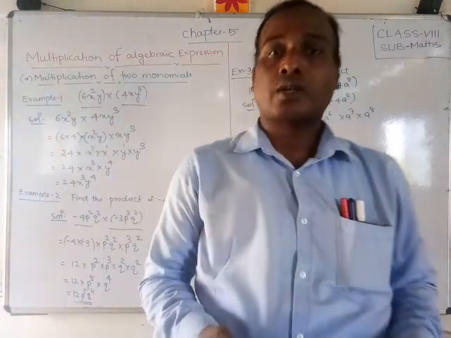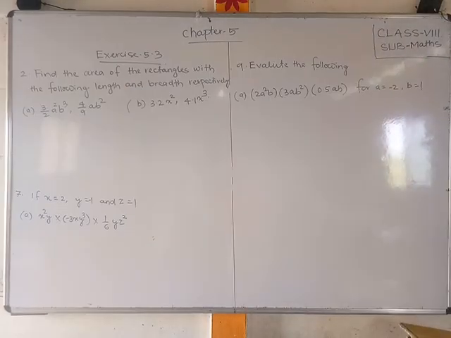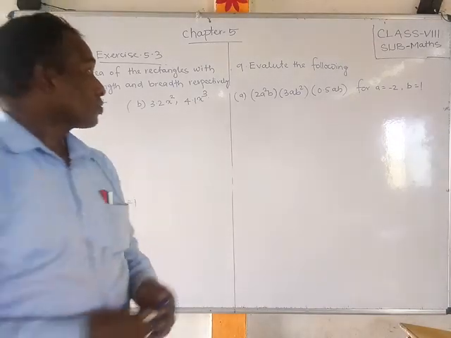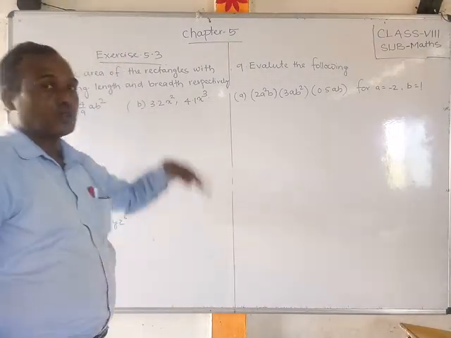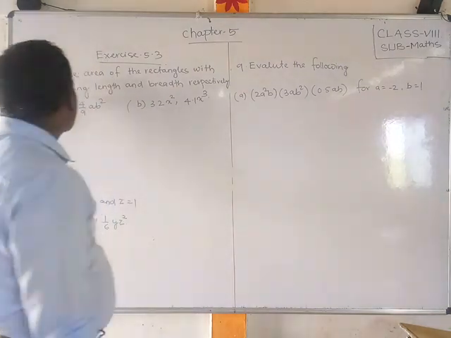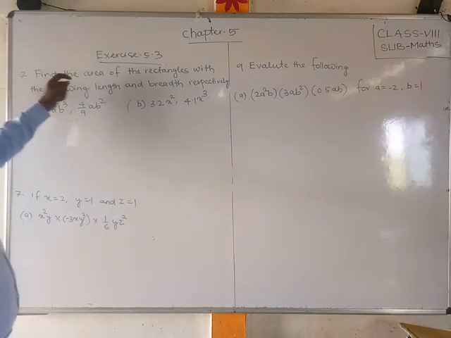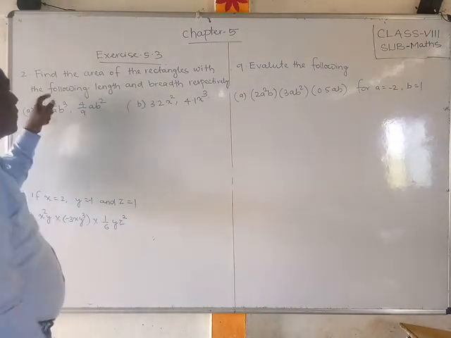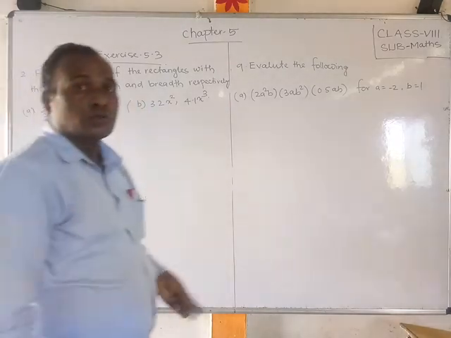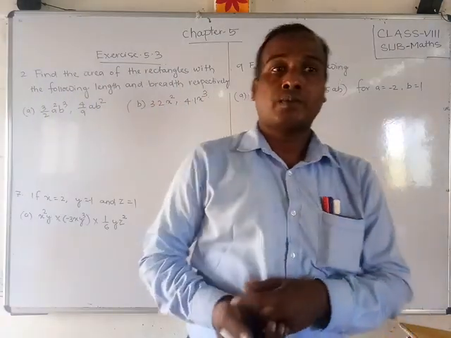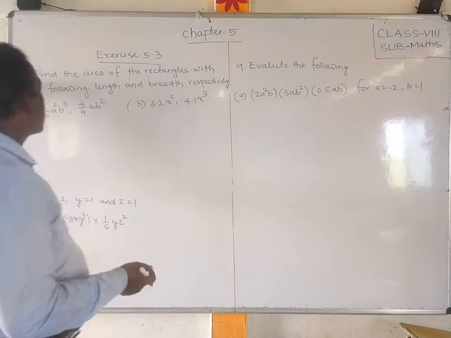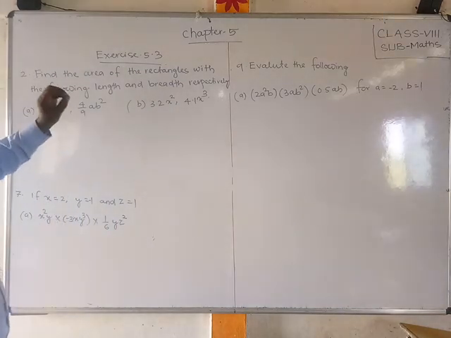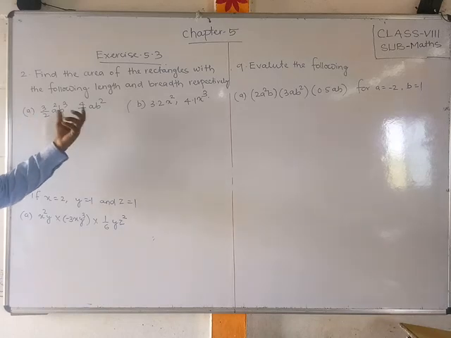I hope you have understood how to multiply a monomial with a monomial. The others we are also doing. Okay friends, now you see exercise 5.3 we are going to discuss. Find the area of the rectangles with the following length and breadth respectively. Friends, in your exercise 5.3, the second bit, the length and breadth of a rectangle are given to you.